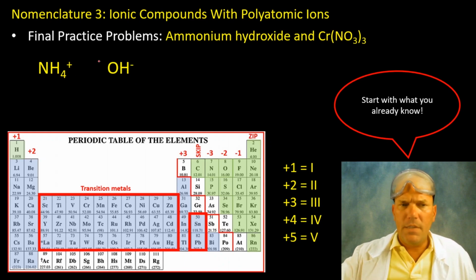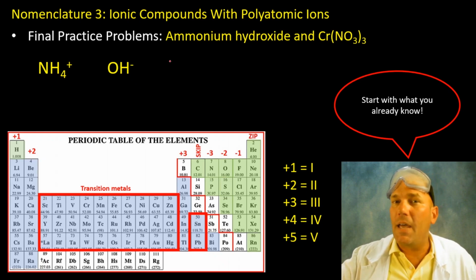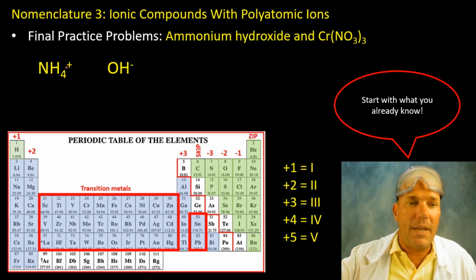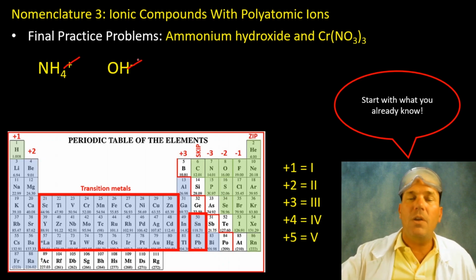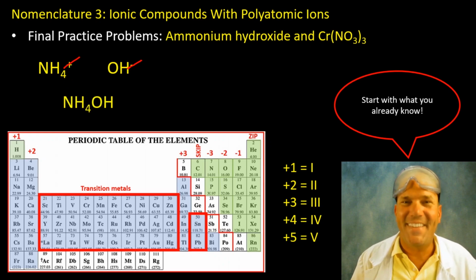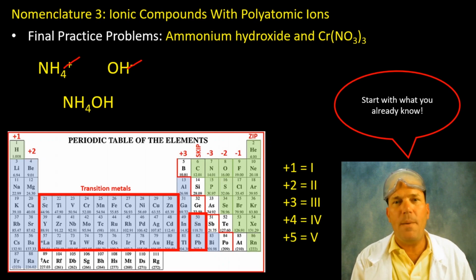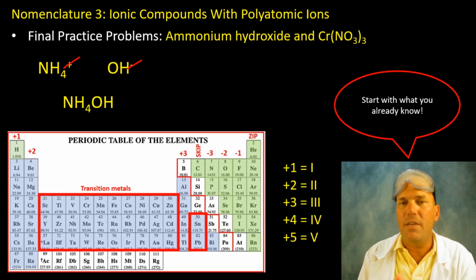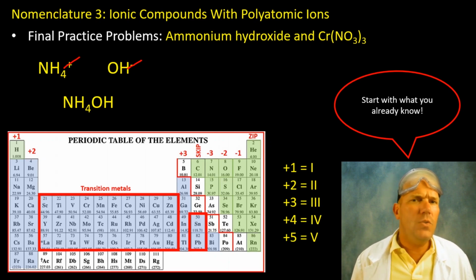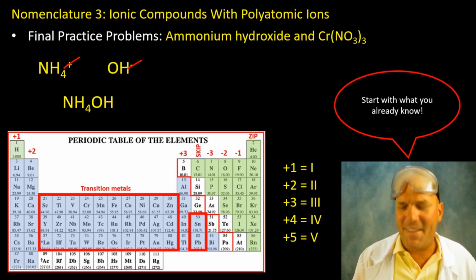Okay, can this exist? Yes, it can. We have a compound that has 2 polyatomic ions, and look at the charges. They cancel beautifully. Is it this simple? It is. This is ammonium hydroxide. Notice I did not use parentheses because there's only 1 ammonium and there's only 1 hydroxide. So there's no need to use parentheses to denote more than one of each polyatomic ion.